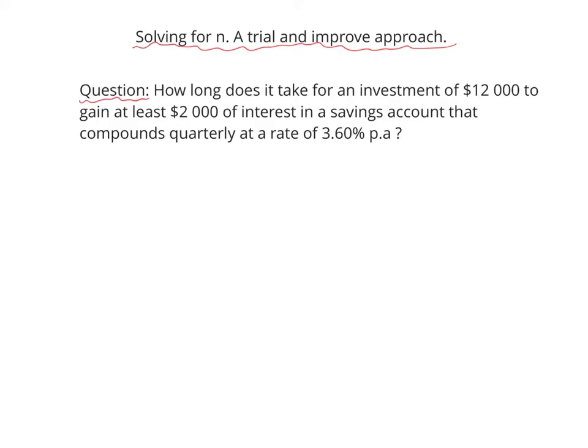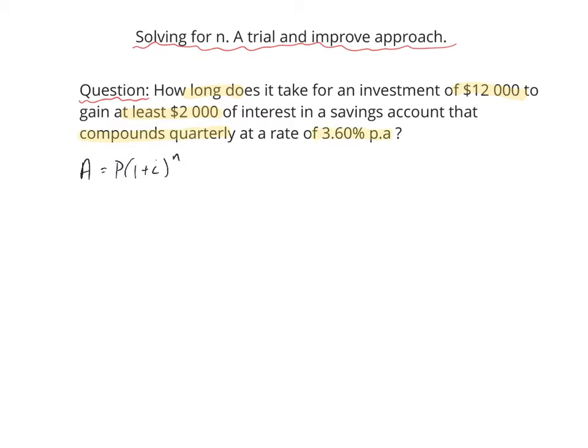Okay, so in this problem we're going to solve for n, the number of periods in a compound interest problem using a trial and improve approach. So in this question we're asked how long does it take for an investment of $12,000 to gain at least $2,000 of interest in a savings account that compounds quarterly at a rate of 3.6% per annum.